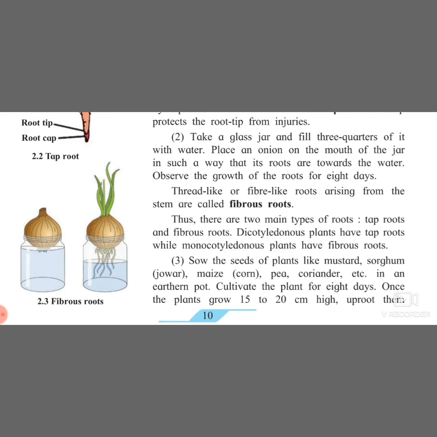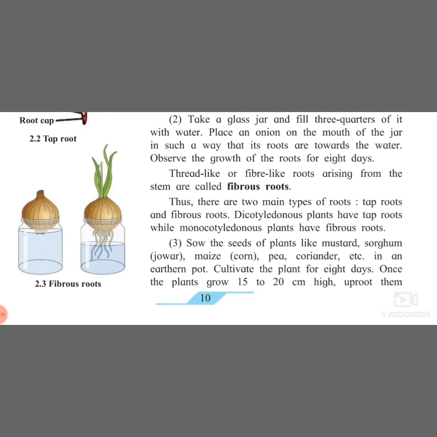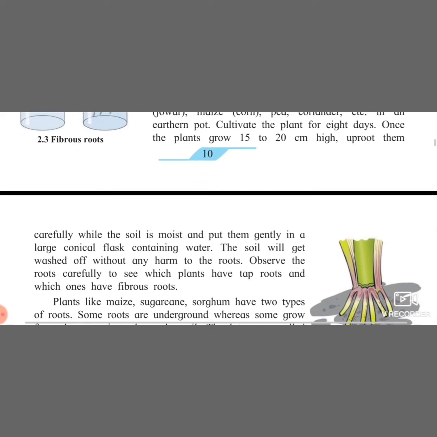So one thing they have given you for identification: dicotyledonous plants have tap roots. They go deep inside the soil and they are firm. Whereas monocotyledonous plants have fibrous roots. Okay, so we'll see on the next page.